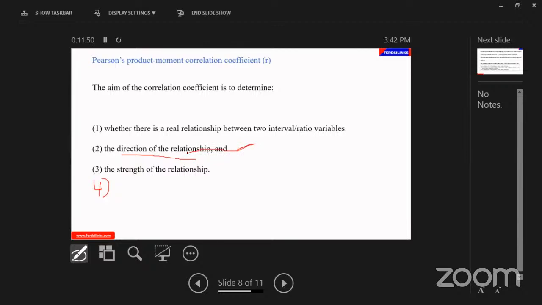The third thing that we want to get from the relationship is the strength. In terms of strength, we're looking at how strong or how weak the relationship is.